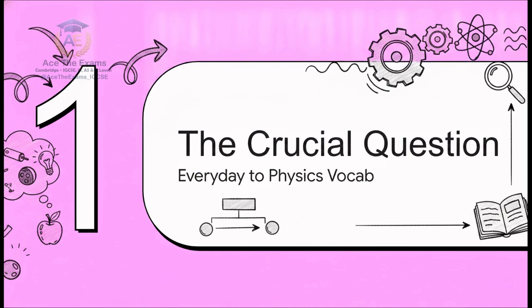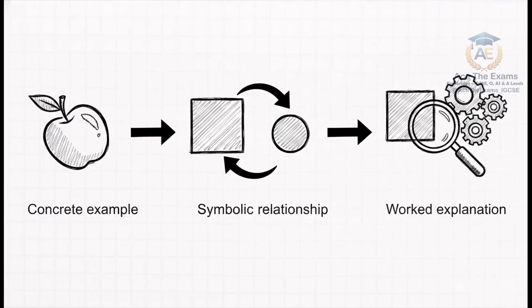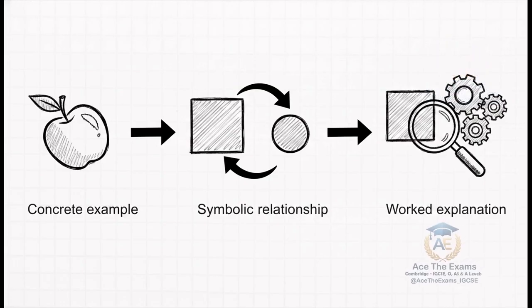Let's kick things off with Section 1, the crucial physics question, moving from everyday language to physics vocabulary. You know, easing into the formal, highly specific language of physics is incredibly important, so we aren't just blindly reciting words we don't actually understand. This sequence brilliantly illustrates exactly how we make that transition successfully.